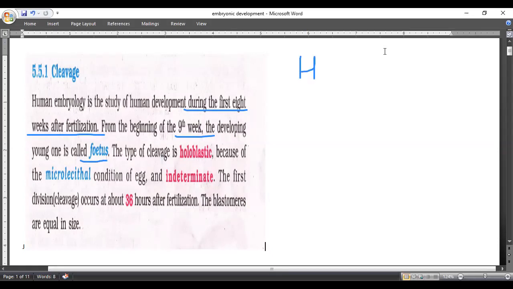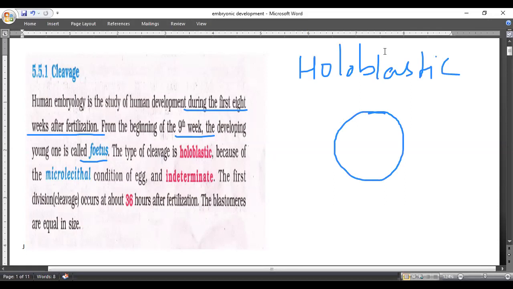This type of cleavage is called holoblastic cleavage, because of the microlecithal condition of the egg. Let me draw the egg for you. The secondary oocyte, after meiosis 2, forms the ovum, which is fertilized by the male pronucleus, and the zygote is formed. We discussed that in the fertilization topic. Now a little perivitelline space is present, and the zona pellucida is still there.